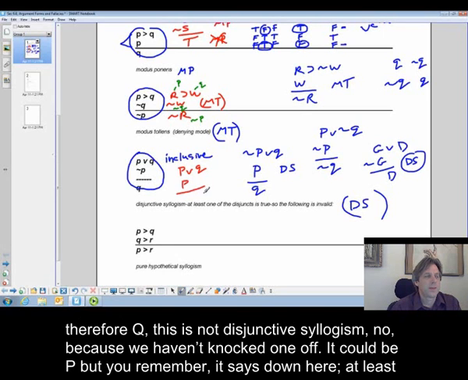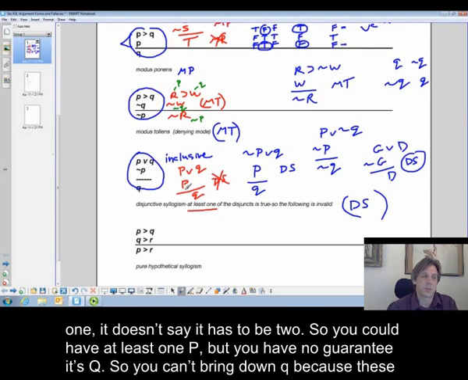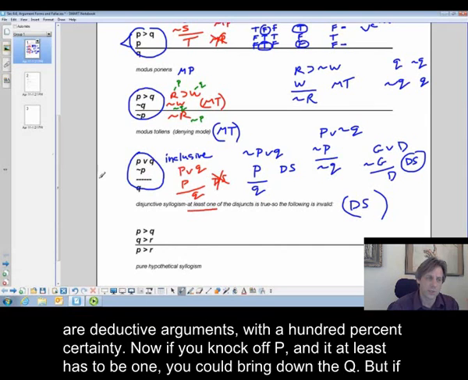P, therefore Q. This is not disjunctive syllogism, because we haven't knocked one off. It could be P, but remember it says down here at least one. It doesn't say it has to be two. So you could have at least one P, but you have no guarantee it's Q. So you can't bring down Q, because these are deductive arguments, with 100% certainty. Now if you knock off P and it at least has to be one, you could bring down the Q.